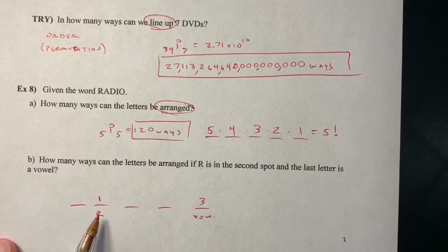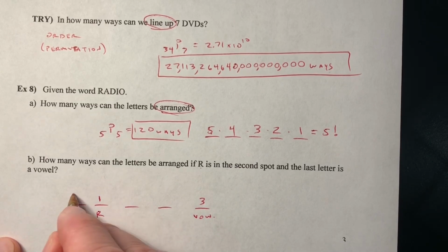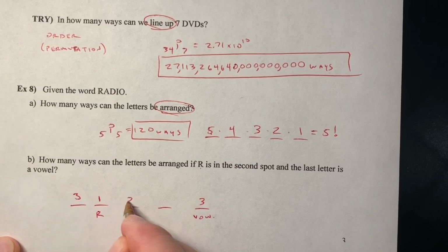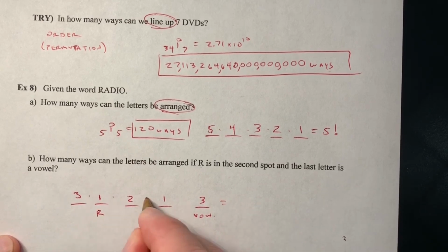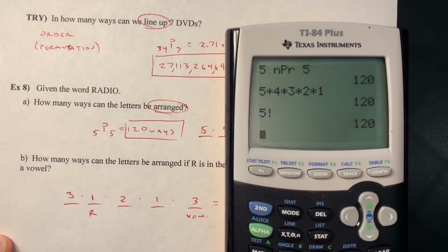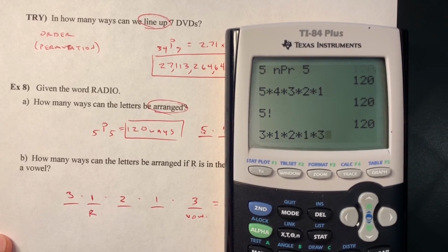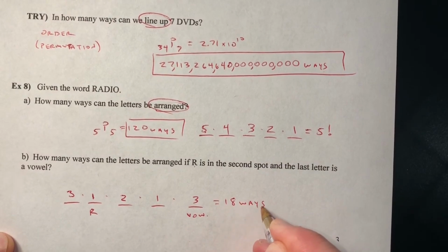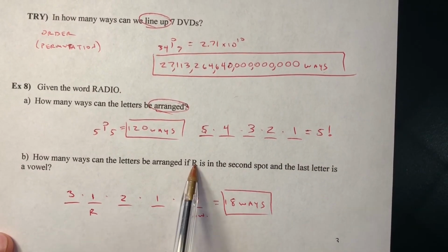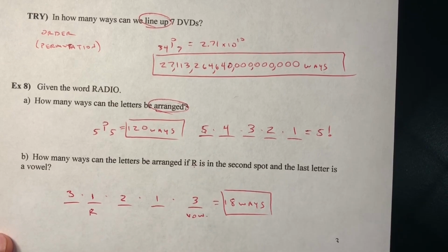Okay, now I've placed letters in 2 different spots. Out of the 5 letters, 2 of them are placed, and that leaves me with only 3 options here. Now 2 options here, and 1 option here. And I'm going to multiply all those different options. So 3 times 1 times 2 times 1 times 3 is 18. There are 18 different ways to arrange these letters, given that R is in the second spot and the last letter is a vowel.